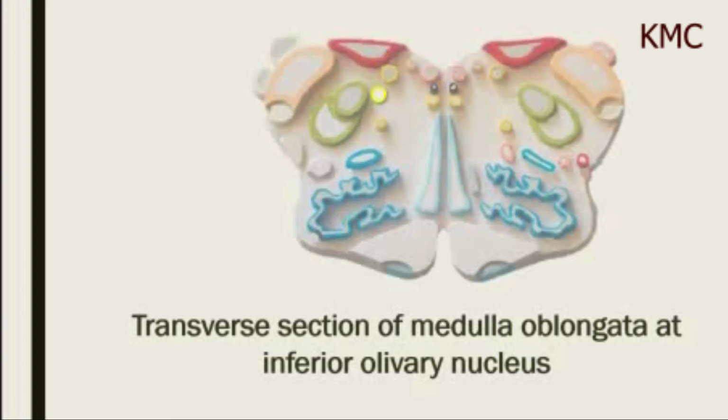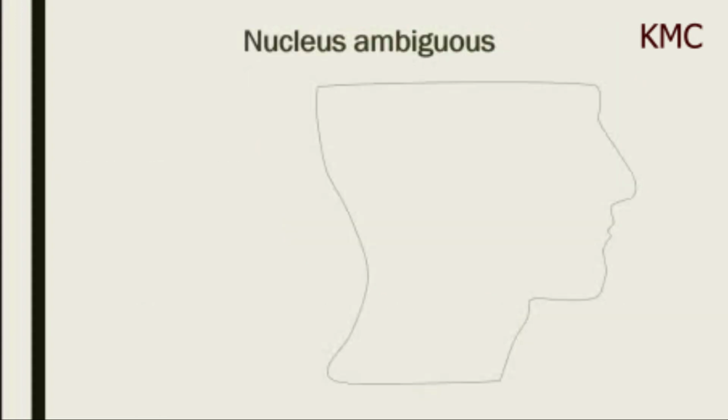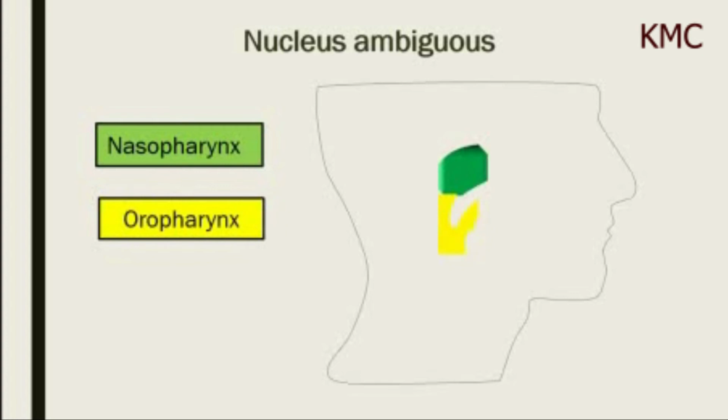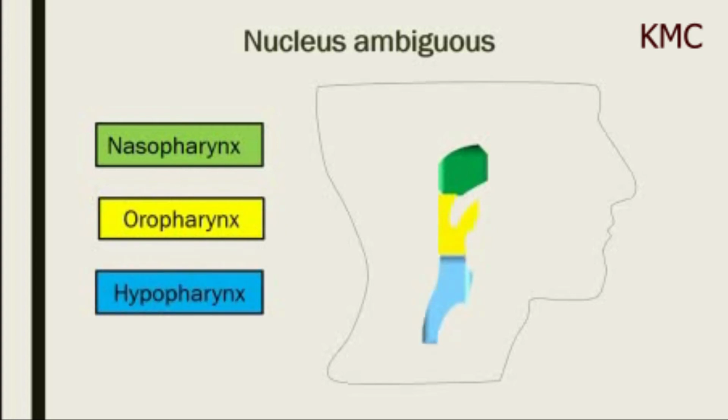Here is an image of transverse section of medulla oblongata at the inferior olivary nucleus. It displays nucleus ambiguus. The nucleus ambiguus is responsible for swallowing and speaking. The image shows nasopharynx, oropharynx and laryngopharynx, the areas innervated by nucleus ambiguus.